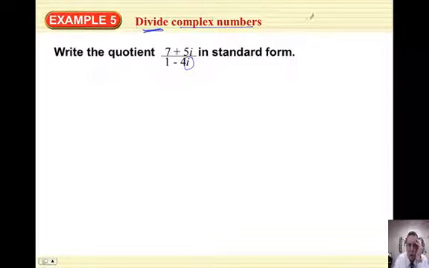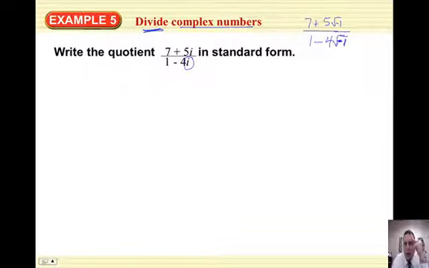So really it's kind of like this. 7 plus 5 times square root of negative 1 over, you don't have to write this down, but just think of it. You can, but make sure you think of it. 1 minus 4 times square root of negative 1. What's wrong with this picture right here? You can't have a root in the denominator, right? So what do we do in this case?